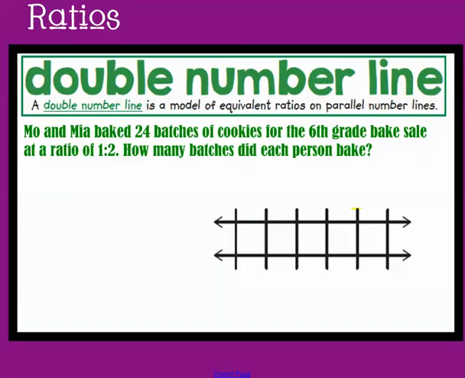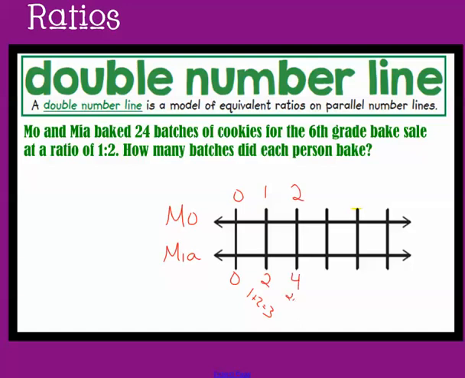Same problem, double number line. We'll start by labeling the double number line. Mo is the top line, since he's mentioned first. Mia second. We'll start at 0, 0, and then the ratio is 1 to 2. Well, 1 plus 2 is 3, so we haven't covered all the batches yet. So let's double and go to 2 to 4.